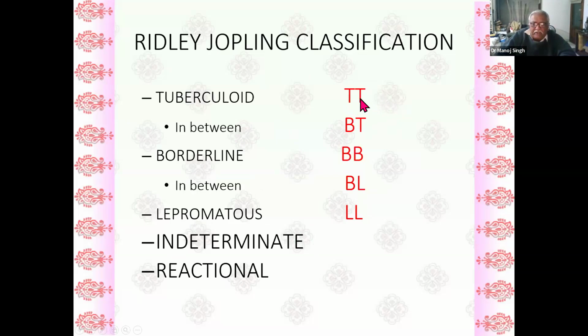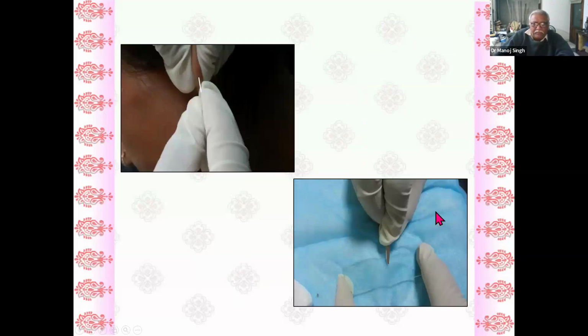Tuberculoid, which was TT and BT. Borderline, which was BT, BB, and BL. And the lepromatous, which was BL and LL. So as you see, there is much overlap in these categories. And indeterminate, of course. And the reactional phase, which Dr. Malathi has mentioned.